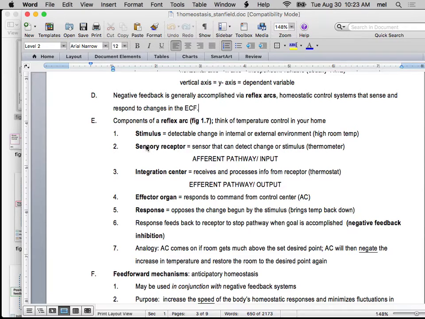So let's say the body temperature starts rising and it's sending the information via the afferent pathway, which in this instance is the nervous system, to the place in your body that has your ideal body temperature stored. Anybody know where that is? It is the hypothalamus. Yeah, the hypothalamus has your ideal body temperature stored.